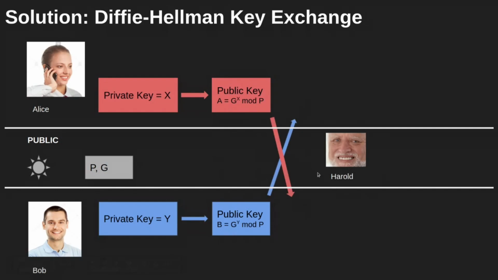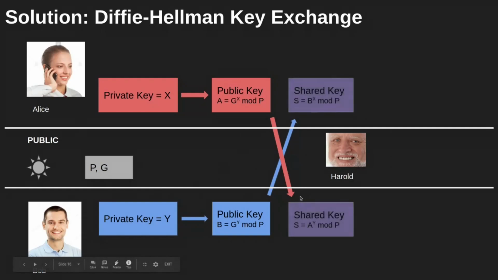And then Harold is able to see the public keys, but we don't actually use the public keys in encryption. What Alice and Bob do now is, for Alice, she takes Bob's public key and takes it to the exponent of her private key, and then takes it mod P. And that gives us S, which is our shared key. And then Bob does the same thing, except with his private key. He takes Alice's public key, takes it to the exponent Y, and takes the mod P. And that's also equal to S. These 2 numbers are actually the same.